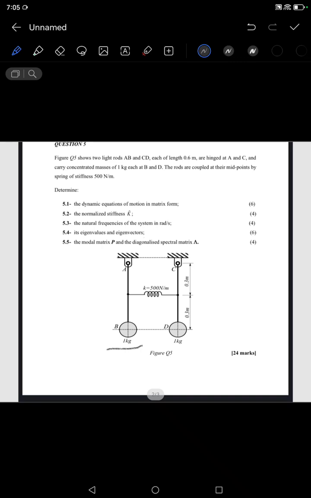We can use Newton's second law in its rotational form, because we have a mass, more like a pendulum. Remember Newton's second law: F equals ma. Here we apply it as the sum of moments. The sum of moments equals the moment of inertia multiplied by the angular acceleration, which we can write in rotational form.